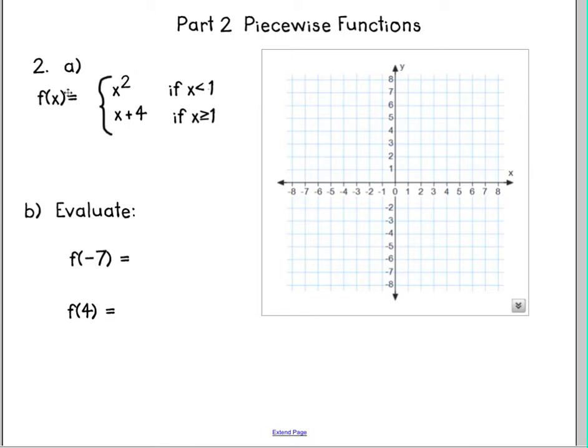Part 2, continuation, is these piecewise functions. Now your parabola, and I'll do my best to draw this, folks, if your x is less than 1, so when x is less than 1 means I'm going to use an open circle here, and I know that I would start at 0, 0, and I would go left 1 and up 1. I would go left 2 and up 4, and left 3 and up 9, so somewhere up in here if I wanted to be really good.